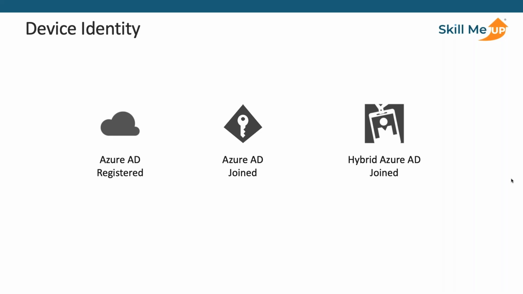And then, of course, we have hybrid Azure AD joined. So if your environment has an on-premises AD, you also want the benefits of Azure Active Directory, you can join it to both of those domains.